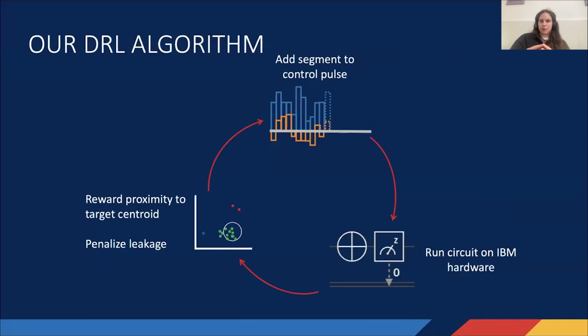My specific algorithm, this is the cycle that I take. I've got some sort of agent, and I'm trying to build a control pulse to do this X rotation that I talked about. In order to do that, my agent is going to propose the amplitudes for a little piece of the control pulse. And then it's going to run that pulse on IBM's hardware in this case. And then we're going to reward how good the result of that pulse was. Ideally, we want to be on this IQ plot in the one state, like I showed before. And also, I'm going to specifically focus on penalizing that leakage into the higher energy state.